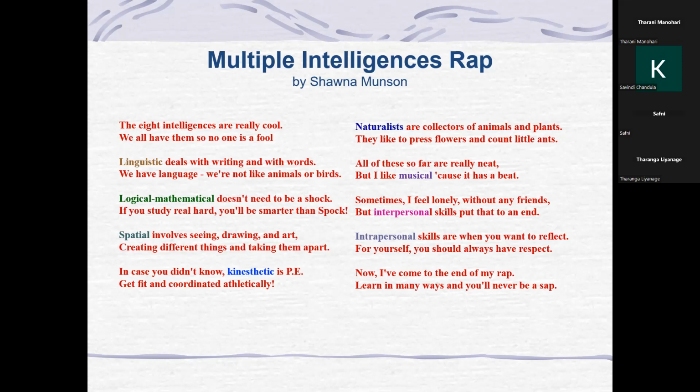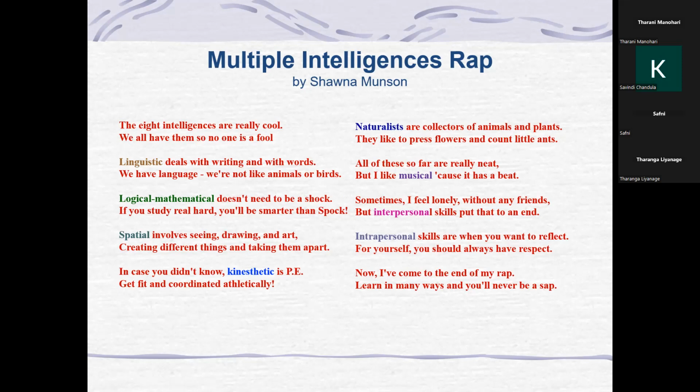Spatial involves seeing, drawing, and art, creating different things and taking them apart, right? Like in the spatial intelligence, for these tests, normally a vision is given, like a box is given from one side. Then you are asked to select how it is visible to a person on the other side. And the aerial view of something is given. You are asked to change that into the side view. So if you have developed your spatial intelligence, you can do that.